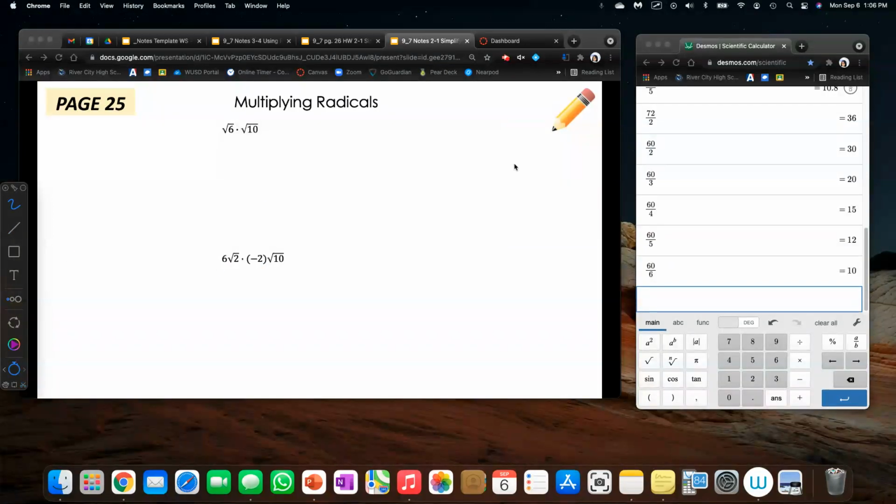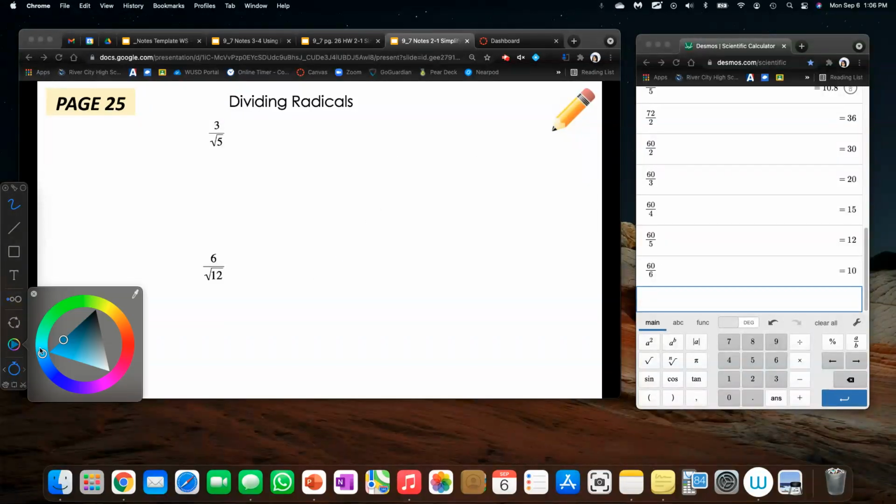All right. So now let's take a look at dividing radicals. With dividing radicals, it's fairly straightforward. Kind of the same idea. If they're both underneath the radical, you can divide them. If they're both on the outside of the radical, you can divide them. But you can't divide something that is not in a radical and something that is in a radical.